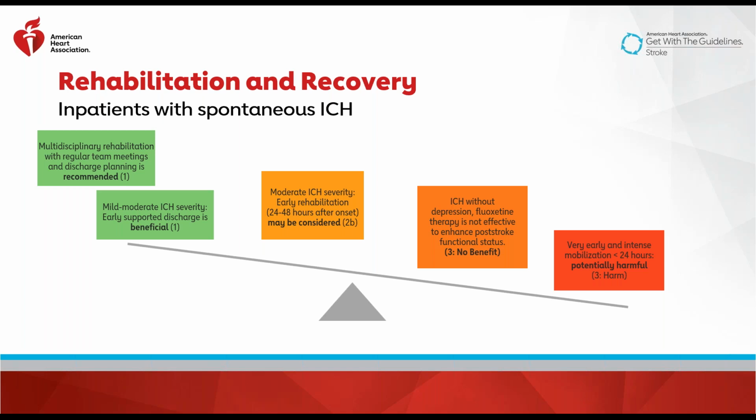Implementation of rehabilitation such as stretching and functional task training may be considered at 24 to 48 hours after moderate ICH. However, and this was a change with the guidelines, early aggressive mobilization within the first 24 hours after ICH appears to worsen 14-day mortality. Multiple randomized trials did not confirm an earlier suggestion that fluoxetine may improve functional recovery after ICH. However, fluoxetine did reduce depression, which we see in both the ischemic and the hemorrhagic population, but it also did increase the risk of fractures.